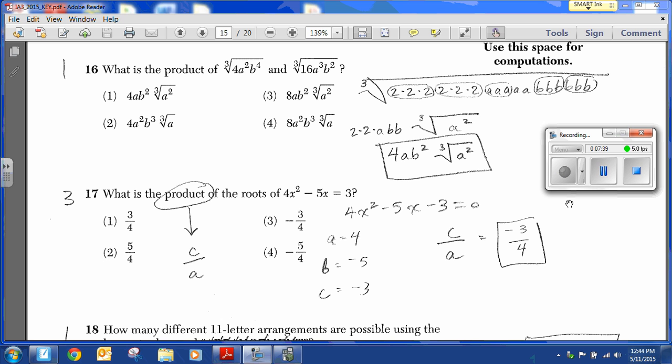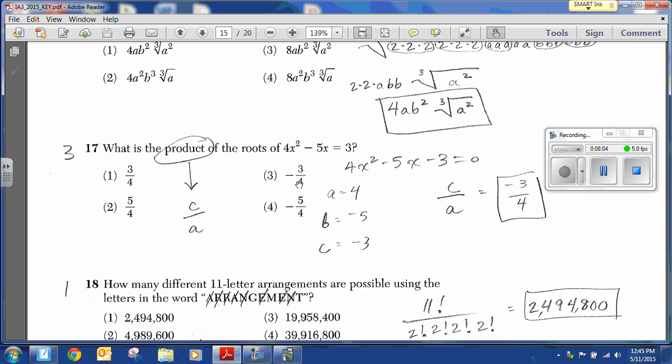Number 16, what is the product of cube root of this times cube root of this? Now, product means multiplication. So what I've done is I've broken all these down to its prime factors. I've grouped them all together, and we're breaking out of jail using trios because this is cube root. As you can see, 1 is our result.